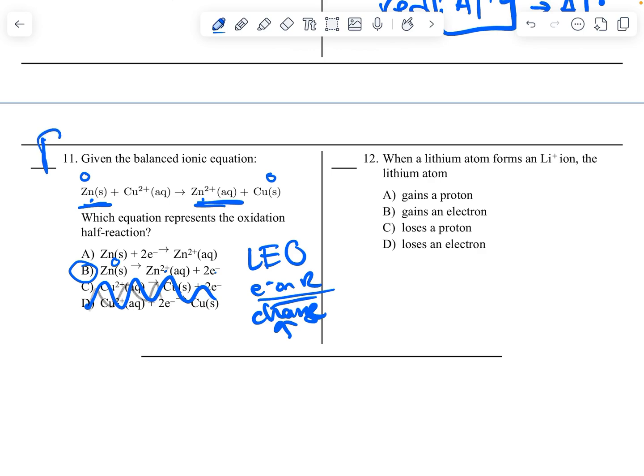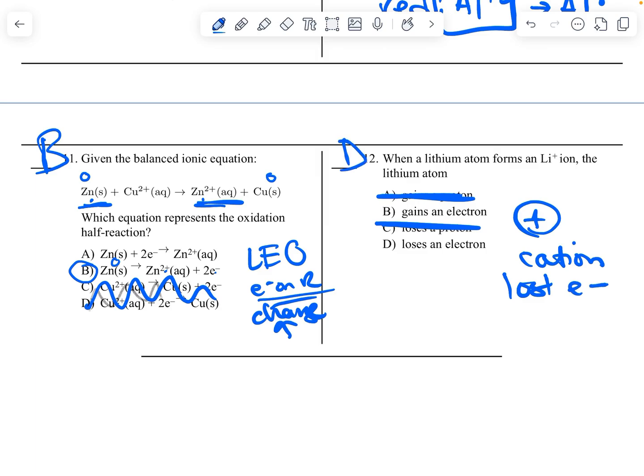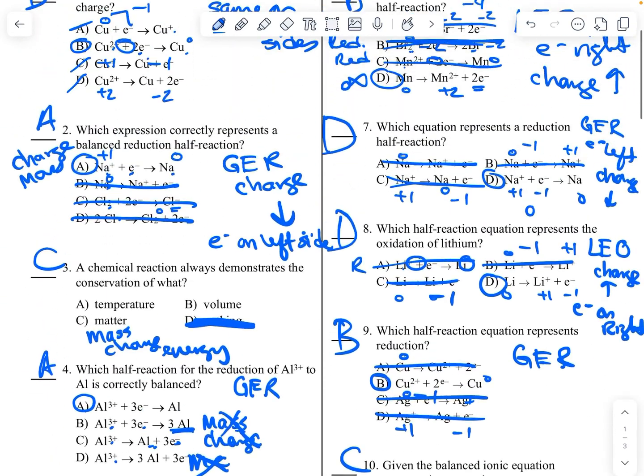Finally, when a lithium atom forms an Li+ ion, first of all, we're not gaining protons or losing protons. They stay the same. But when we're being positive, cation means we've lost electrons, become more positive. 12 is D.